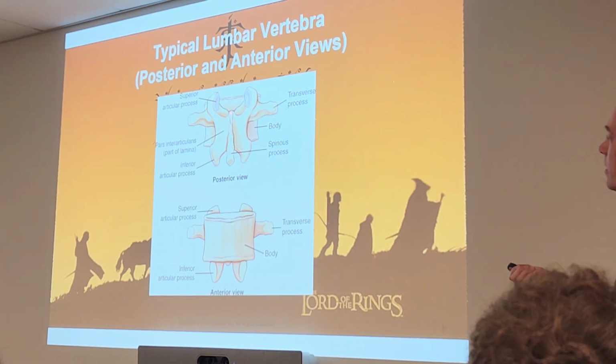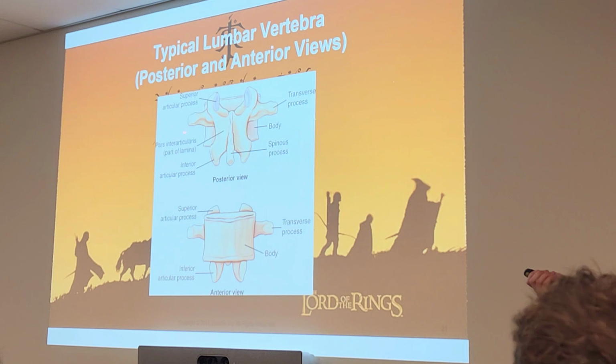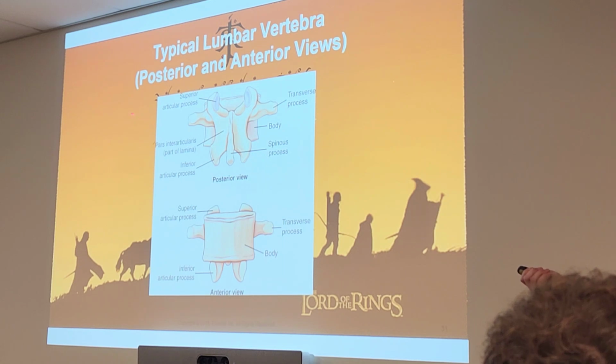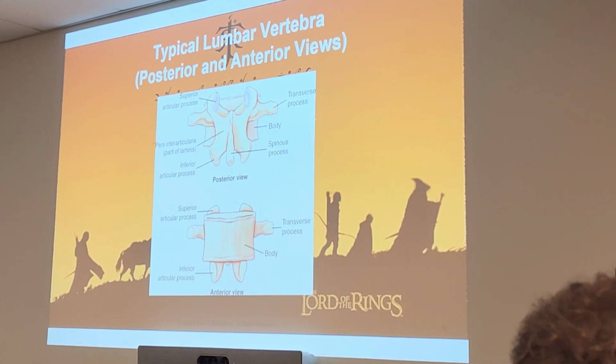Now, on this posterior view, we can finally make out that pars interarticularis. It's that exact spot where that arrow is pointing right there. It's a part of the lamina, but it's a specific part of the lamina that we can only see on that posterior aspect. So it's got this little depression inside. Is that it? Basically, yes. It's like a little depression. Is it only on the right side? It's on the right and the left. It's on both sides.